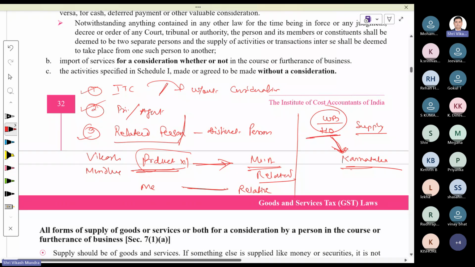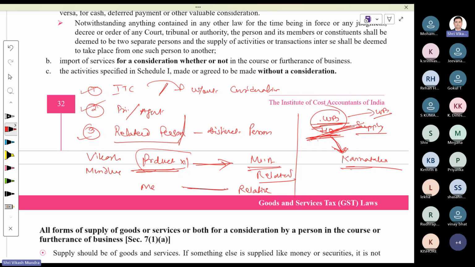Earlier, the goods are located in West Bengal with the head office, the goods lying with the head office. That means the goods are in West Bengal. So who is entitled to collect tax on this type of transaction? Till now, the tax is with the West Bengal government. GST is a destination-based tax.